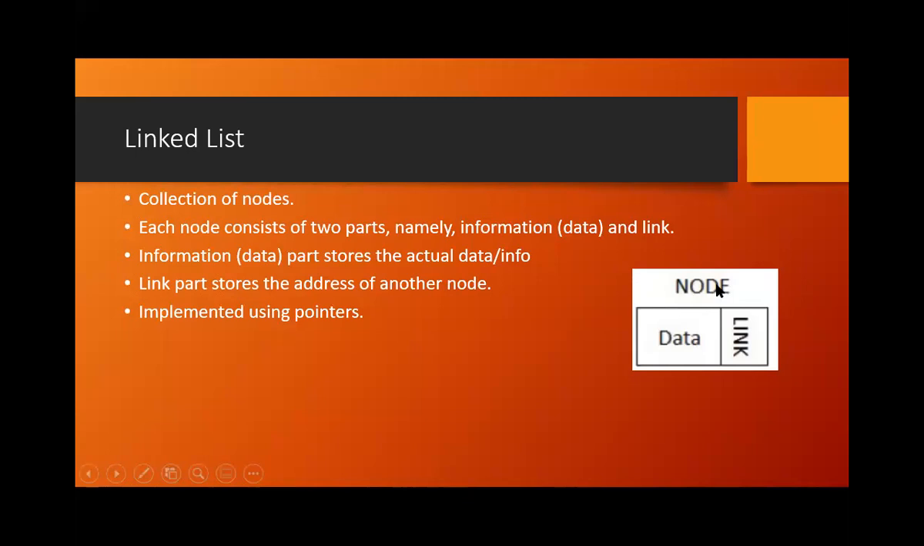That is the first point. Second point is what? It consists of two parts, that is data and a link. Now, third point is what? The data field or data part is the actual information, whereas the link tells us the address or the linking part of the next node which is connected.